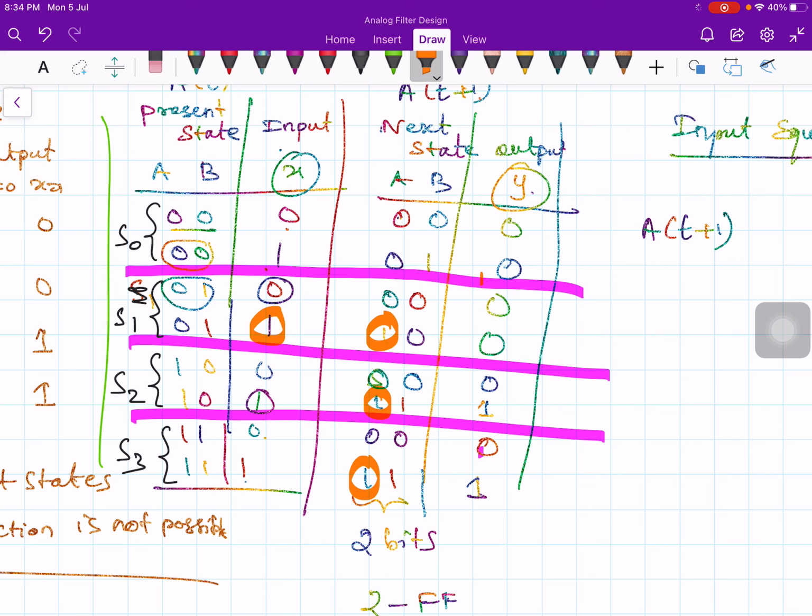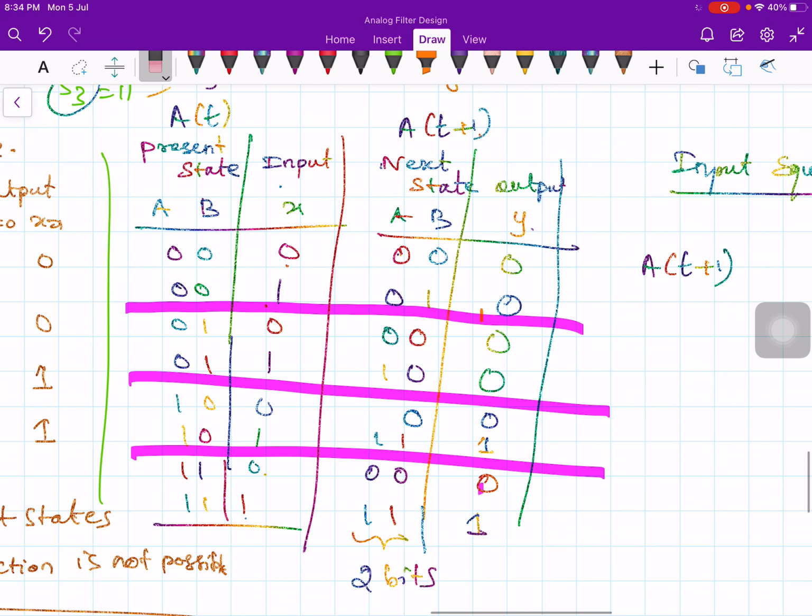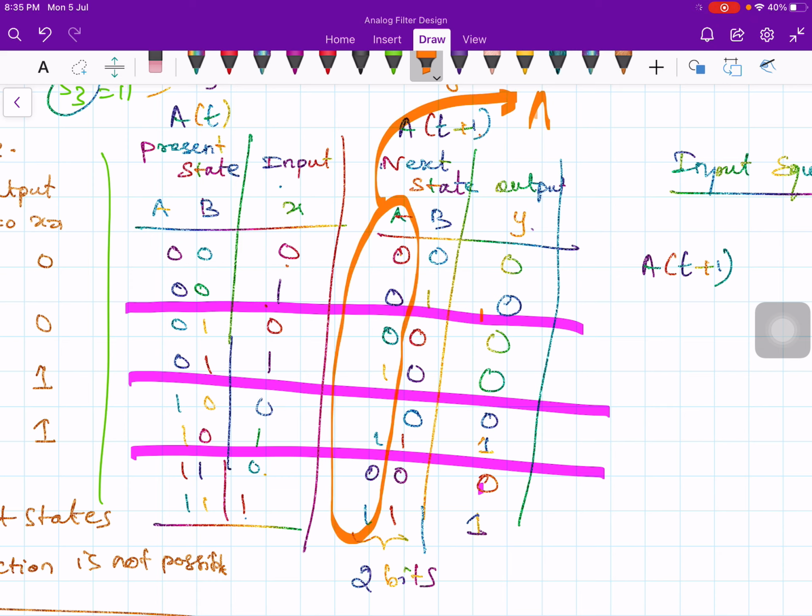One second, let me clear all those things. It's cluttered. That is why I always copy the table from the textbook, so I can write and correct errors easily. Now look at the A of t plus 1 column.